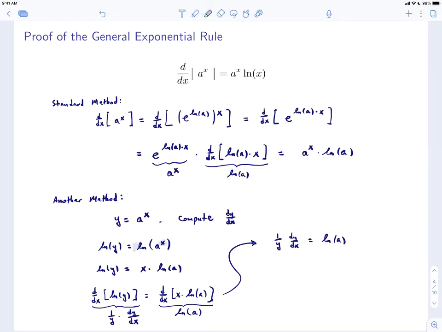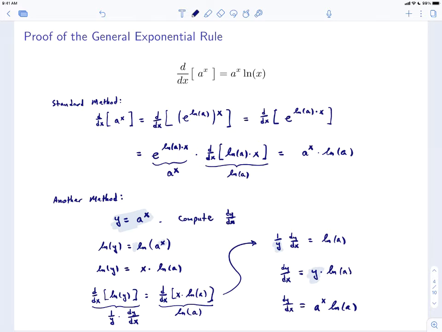And now we just multiply both sides by y. And then we have dy dx is equal to y times ln of a, but remember what y was. To start with, y was equal to a to the x. So dy dx is equal to a to the x times ln of a.